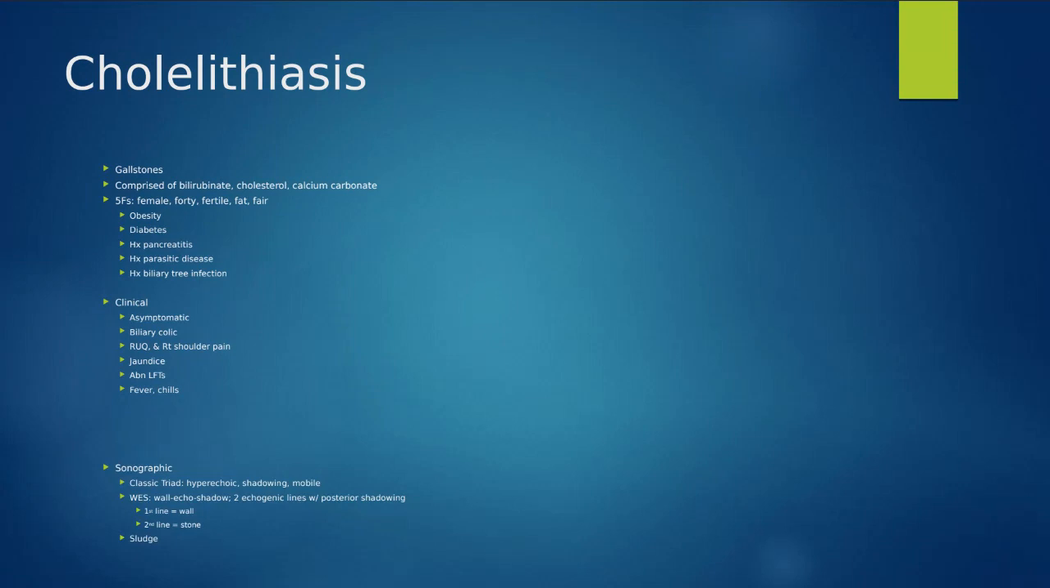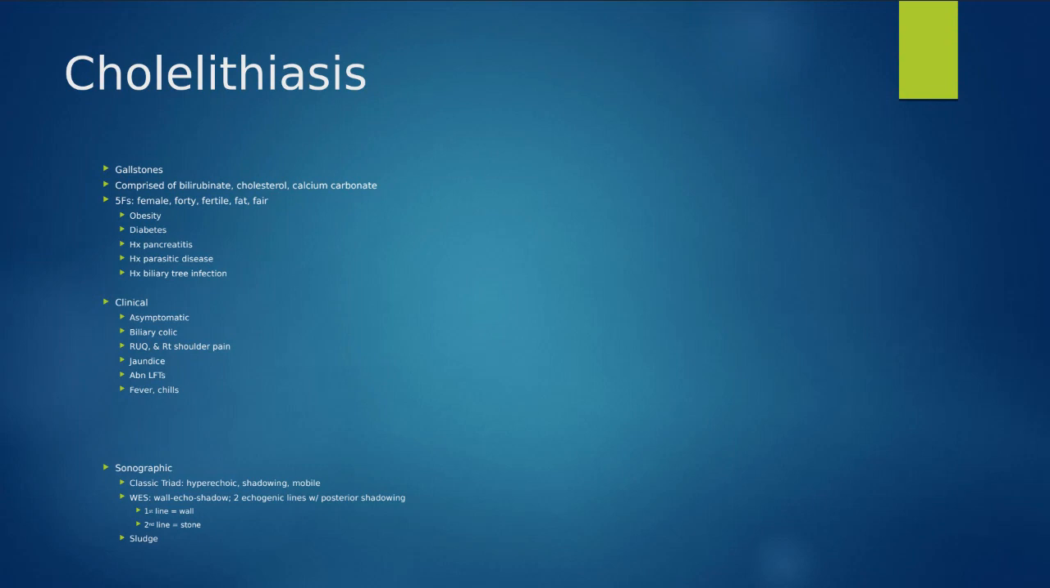Our first line is going to be the wall of the gallbladder that we see. It's going to be echogenic. Our second line is going to be the hyperechoic border of our stone. And then directly after that, we are going to be seeing our posterior shadowing. So we are going to see the wall, the echogenic stone, and the shadow. Wall, echo, shadow sign, WES sign.